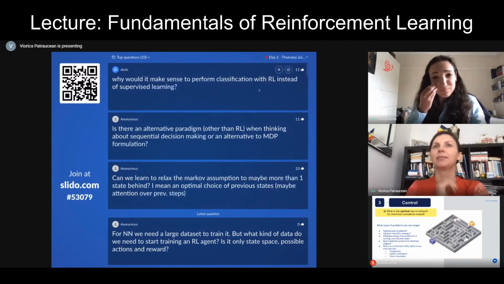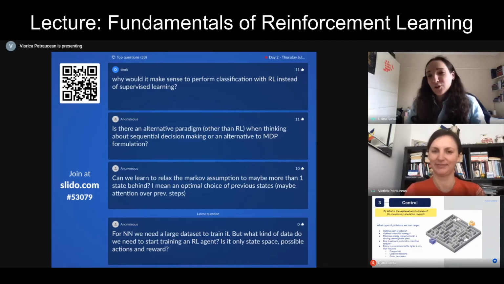Okay. Why would it make sense to perform classification with RL instead of supervised learning? It wouldn't. It's highlighting that the problem is very general. Again, it's a problem specification. It's not a solution. It's just casting multiple of these problems, including the bandit or something like supervised learning, into this framework.